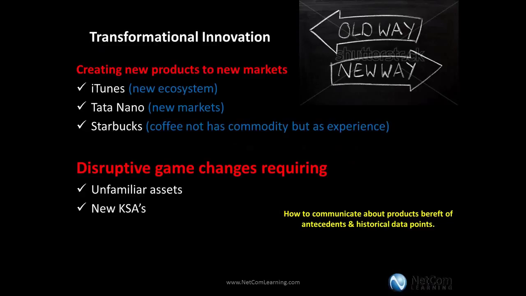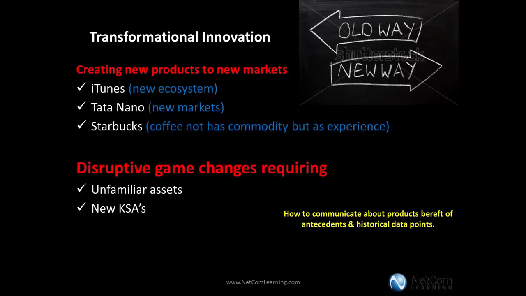Now, transformational, we have 3 examples. There is iTunes. When Steve Jobs came up with iTunes, he really developed an entire new ecosystem. Tata Nano came up with an automobile that cost approximately $1,600 in India, and for the first time that introduced the automobile to an entirely new market. And then we have Starbucks. In 1979, they really took coffee and changed it from a commodity to an experience.